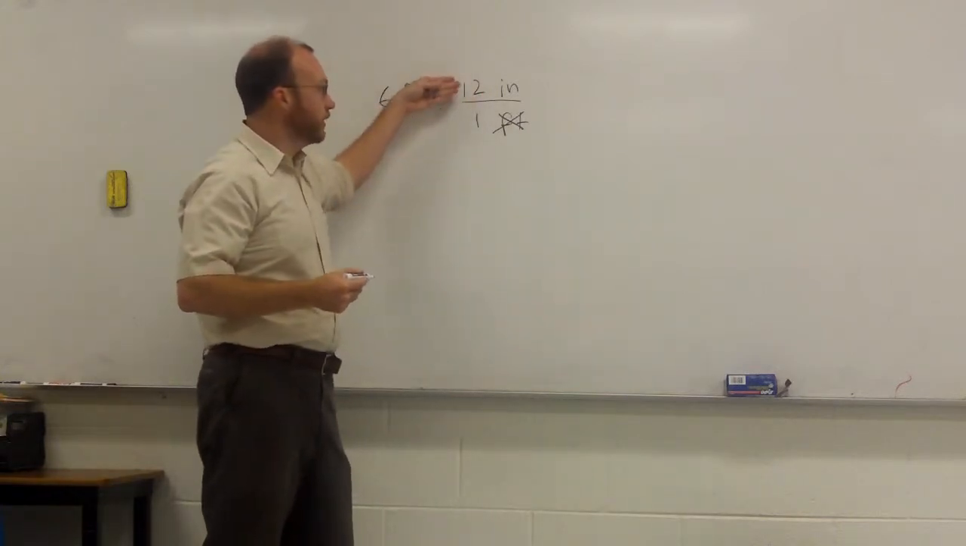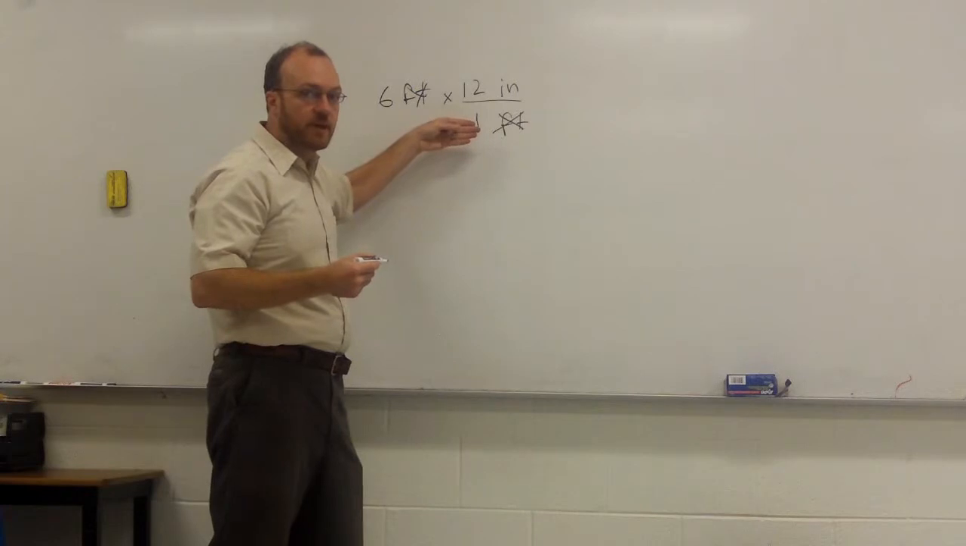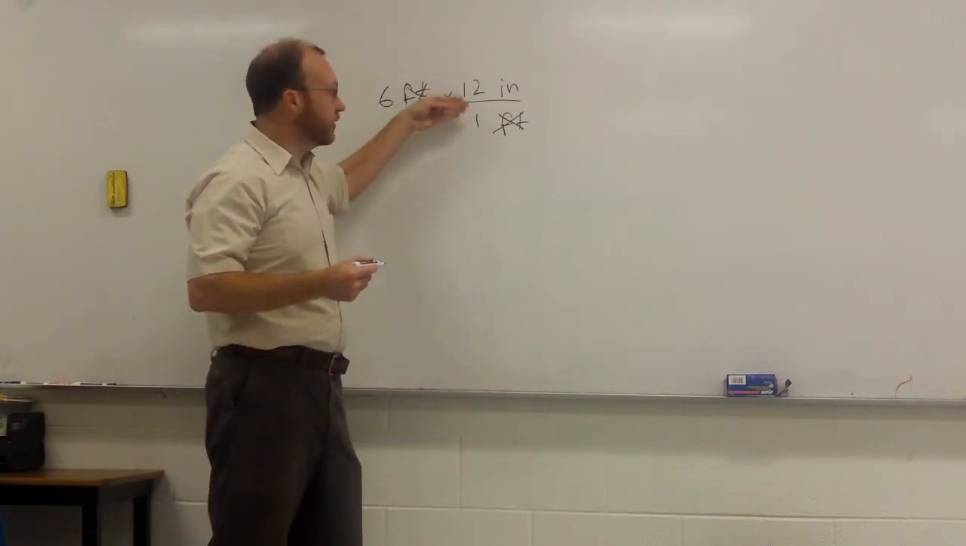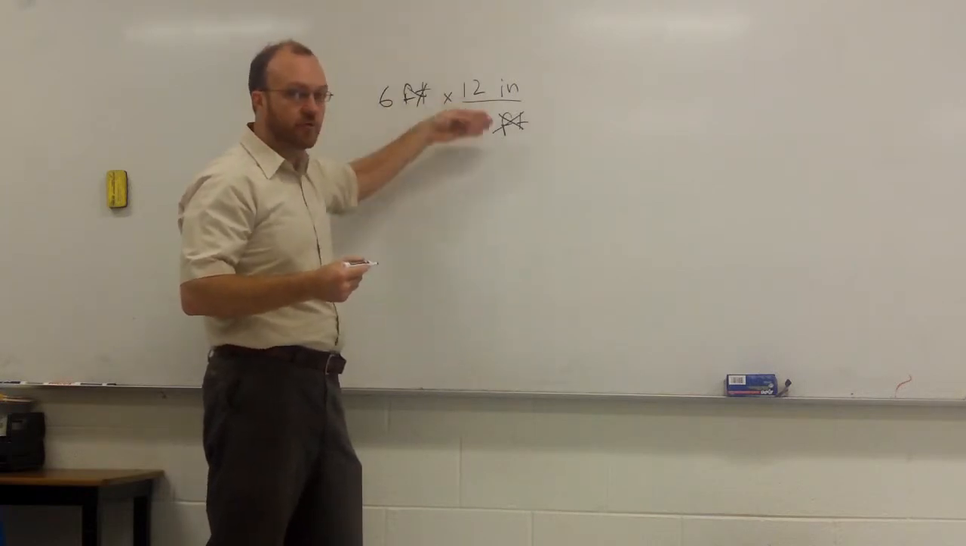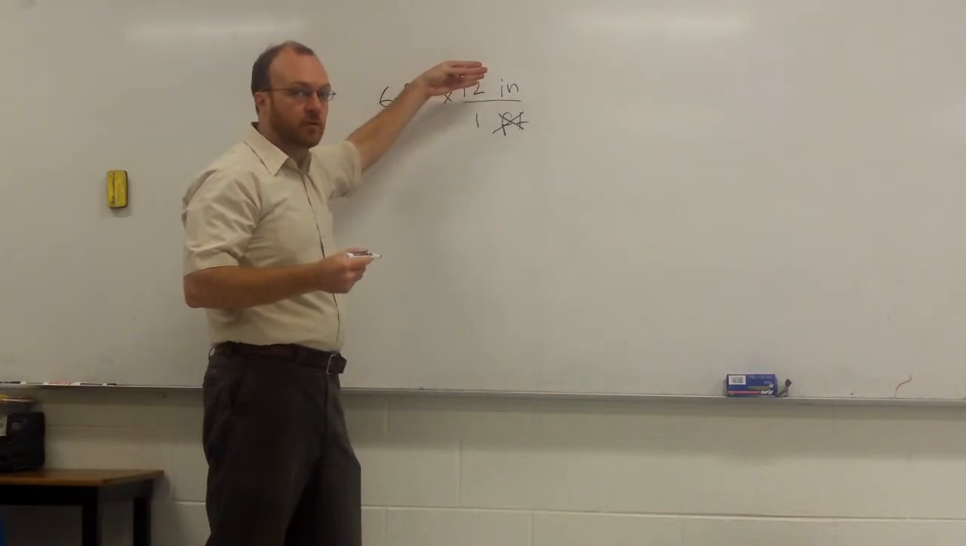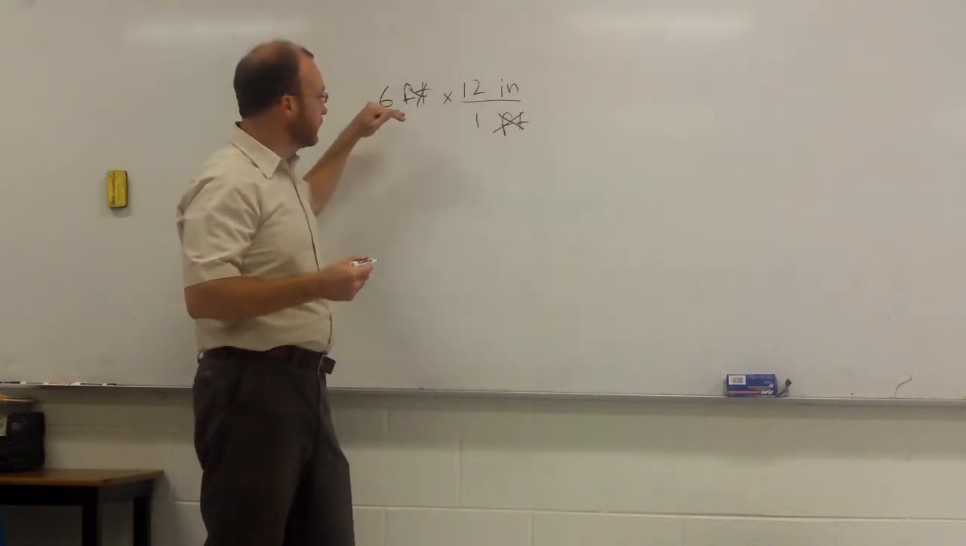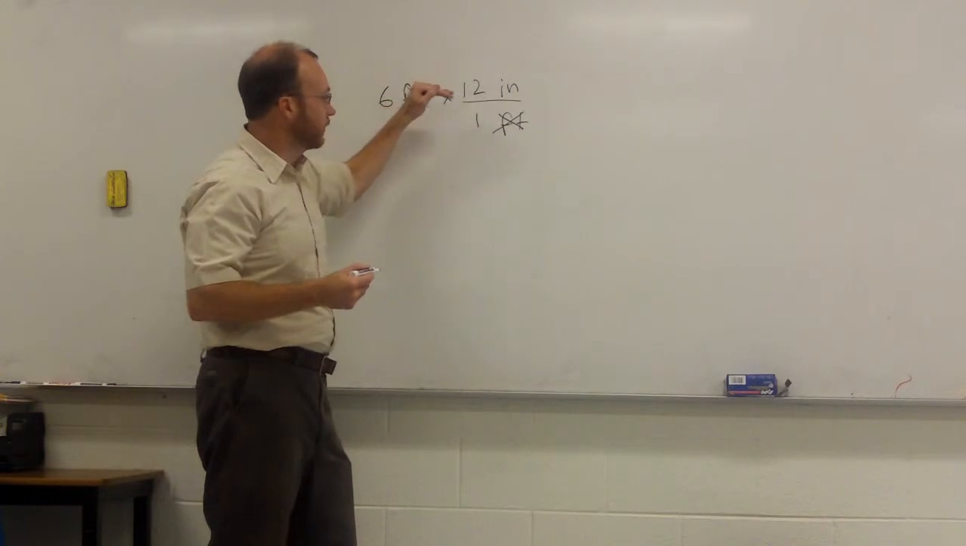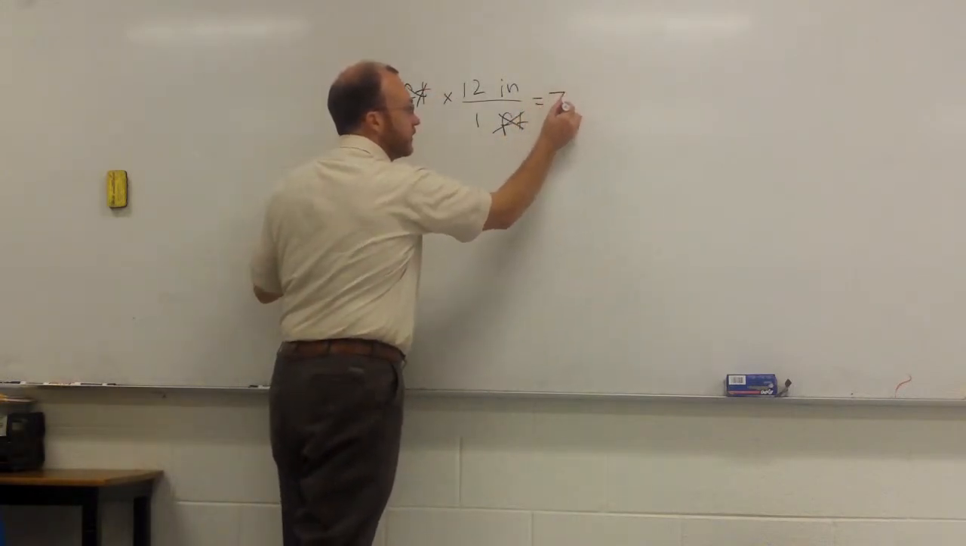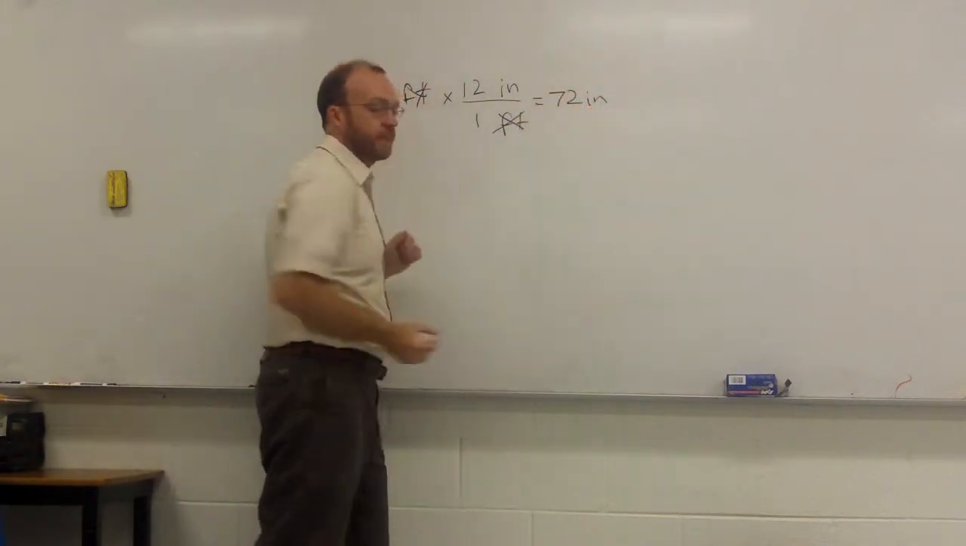Now remember, this is really 1 because 12 inches is the same thing as 1 foot. Okay? It doesn't look like 1 because we're changing from one unit to another. Long story short, to get the answer, we simply multiply 6 times 12 and we get 72 inches.